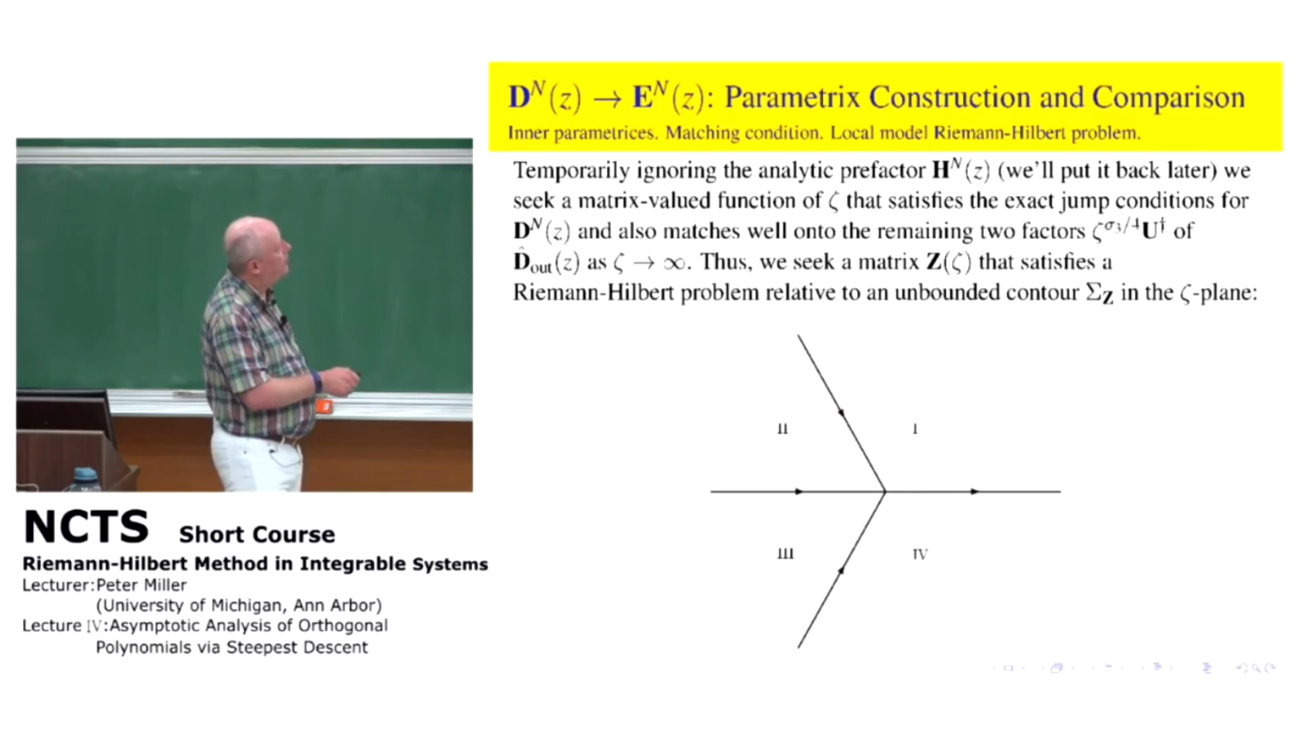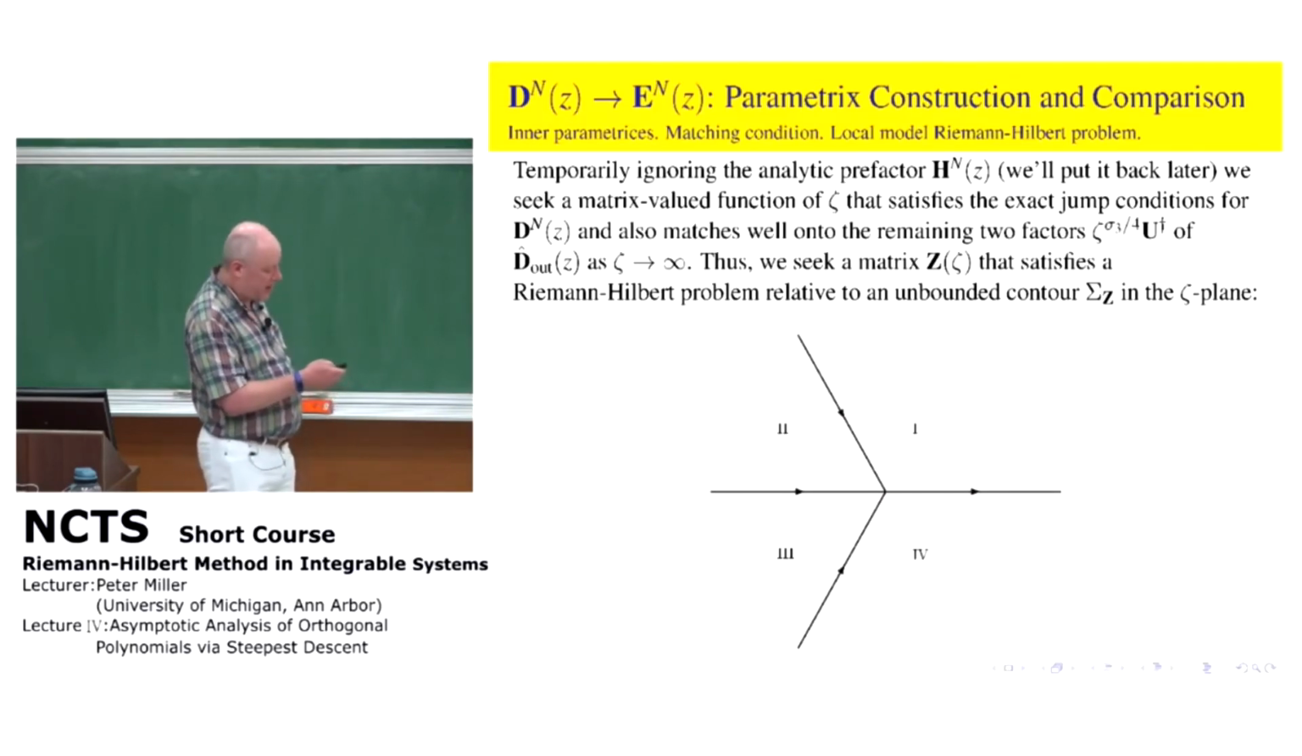So that means we're going to look for a matrix, we'll call it Z of zeta, that satisfies a Riemann-Hilbert problem relative to an unbounded contour, this one now in the zeta plane. We have the real line, and we have these two lines at an angle of 2 pi over 3 from the positive real axis, both incoming. So sectors 1, 2, 3, and 4 of the complement.